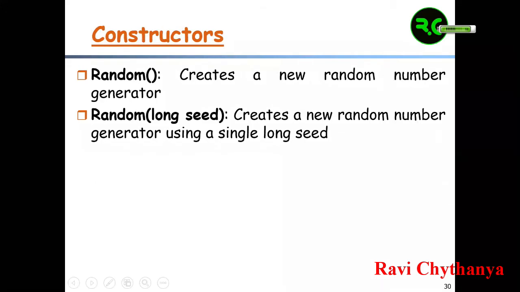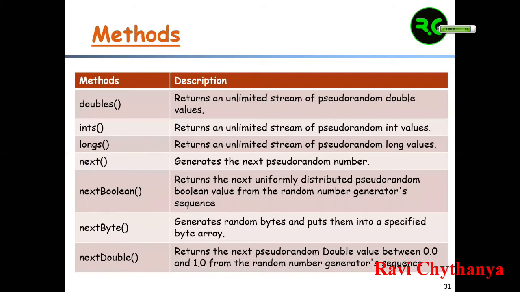The first constructor is the default constructor, which is going to create a random generator. The second one takes a parameter, long seed, and the long seed we give here is any value we want. Okay, and the methods it has.